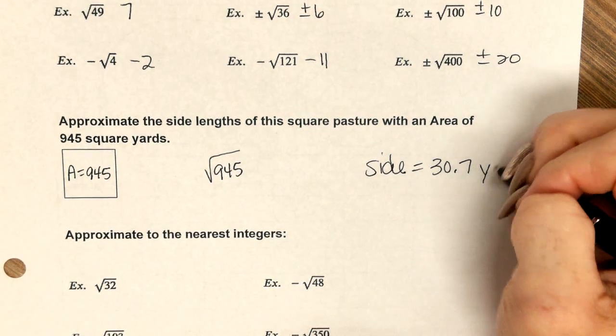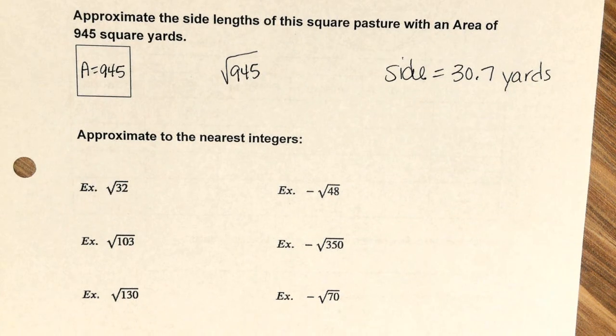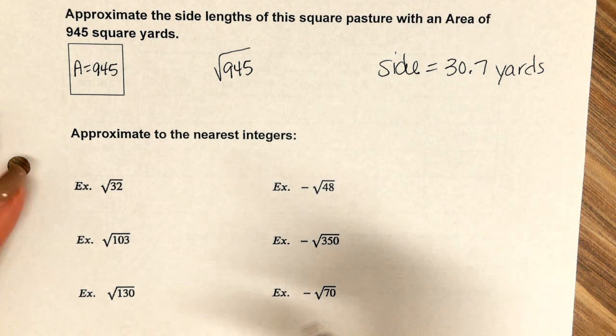Yards. Would I put square yards? No. Square yards means area. Y'all know how with area you write like yards squared or inches squared? For a side length you would never write that. Okay, so just yards. All right, now this is part of your assignment, so make sure you're paying attention.